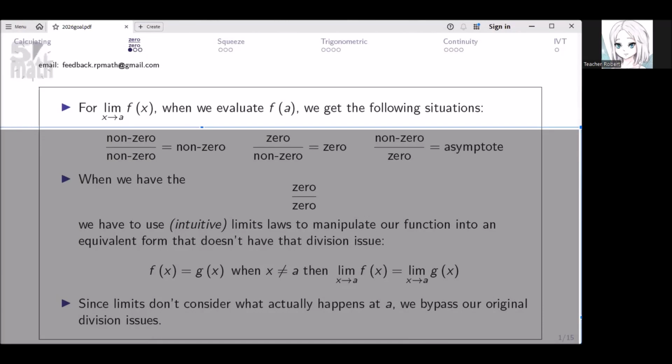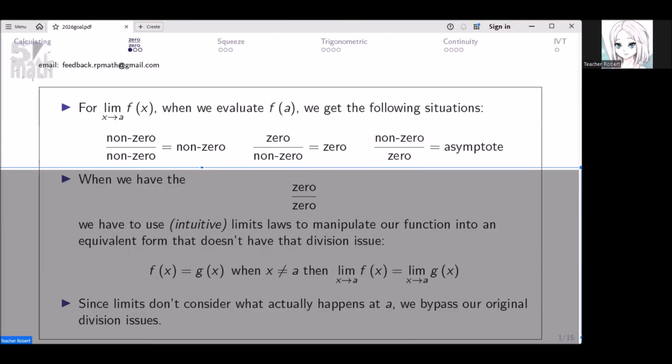For x approaches a, f of x, when we evaluate f of a, we get the following situations. Non-zero over non-zero, which equals a non-zero. A 0 over non-zero, which equals a 0. A non-zero over 0, which is an asymptote.